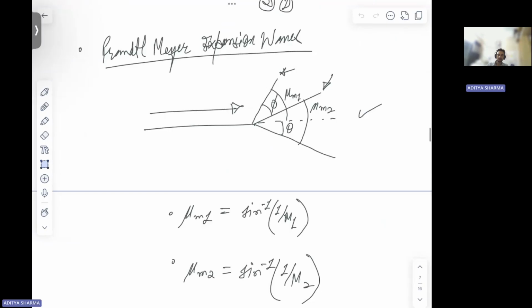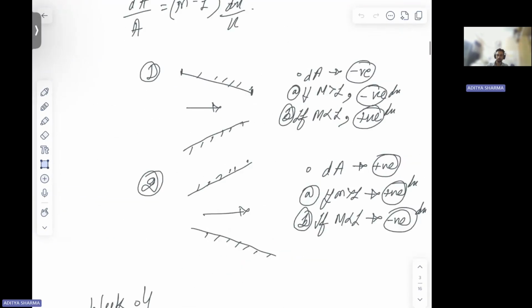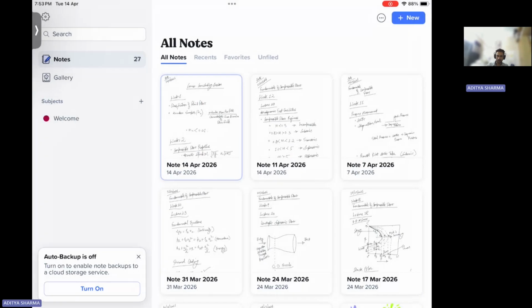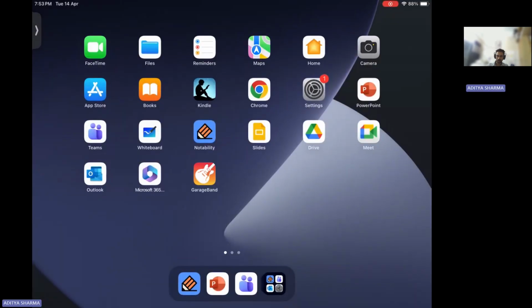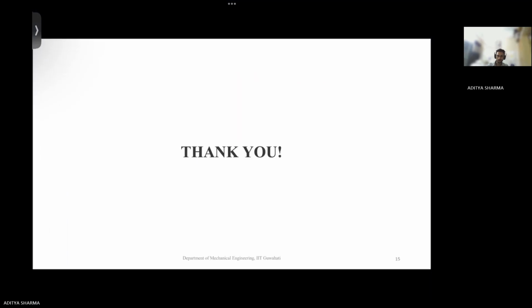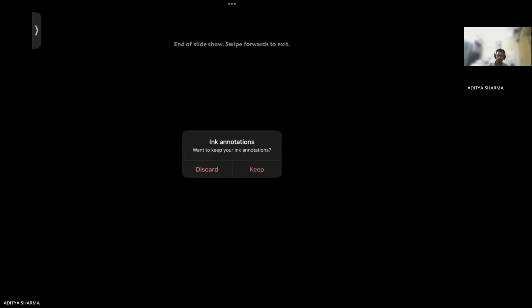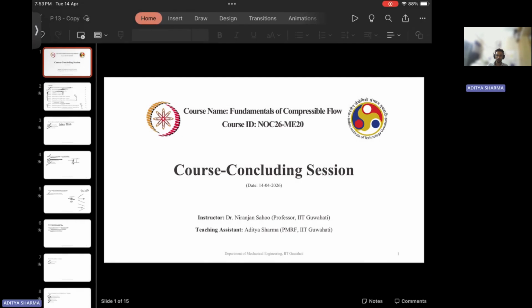Okay, so this is it about your course, fundamentals of compressible flow. So now I'll conclude this session and this course. So initially we were introduced to thermodynamics and basic fluid mechanics. Then we moved on to 1D flows, 1D compressible flows we studied. From there, we moved on to quasi 1D flows where we studied area Mach number relation, right?